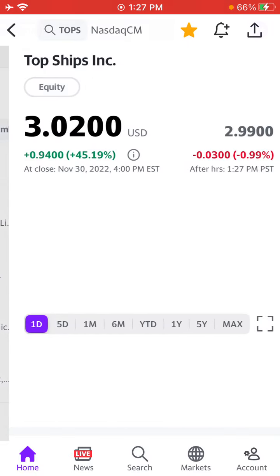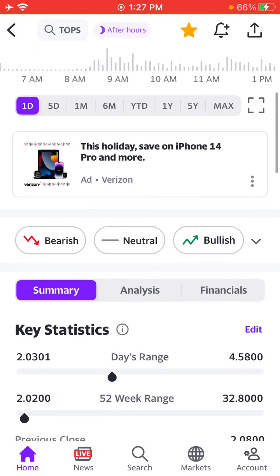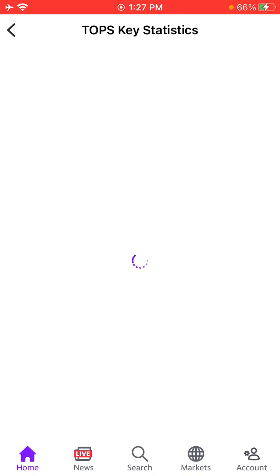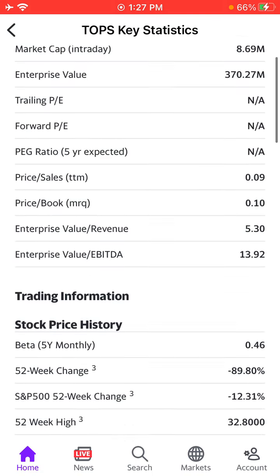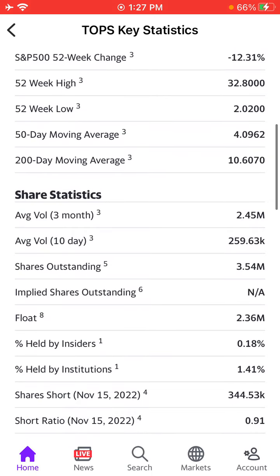Okay, so now I could go back to tops to see the float. And so here the float is showing 2 million.